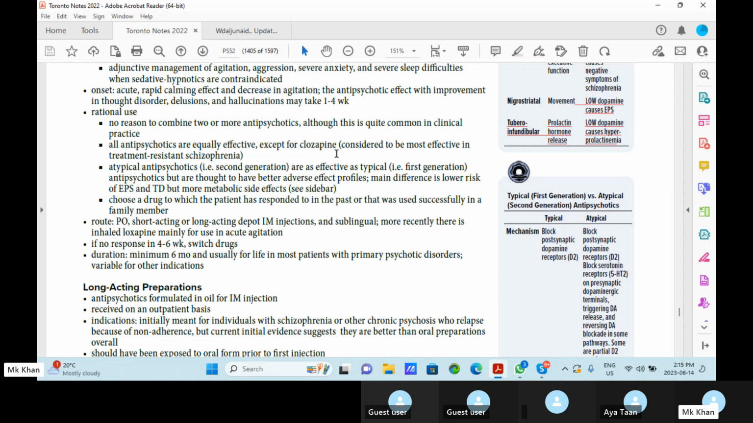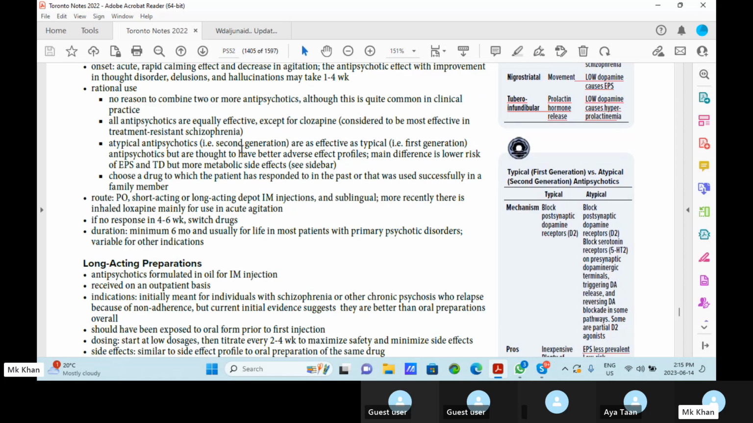So clozapine is the one that is very high efficacy, considered to be most effective in treatment resistant schizophrenia. So this one is given in the treatment resistant, right? So atypical antipsychotics, second generation, are as effective as typical first generation, but what is the main difference? Side effects. Antipsychotics are thought to have better adverse effect profiles. Main difference is low risk of EPS and tardive dyskinesia, but more metabolic side effects.